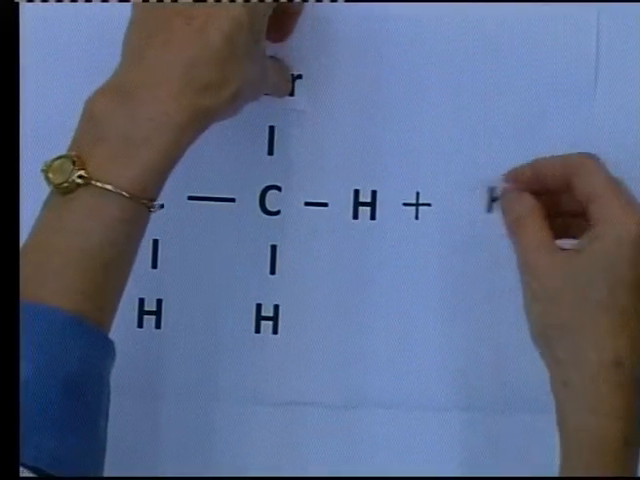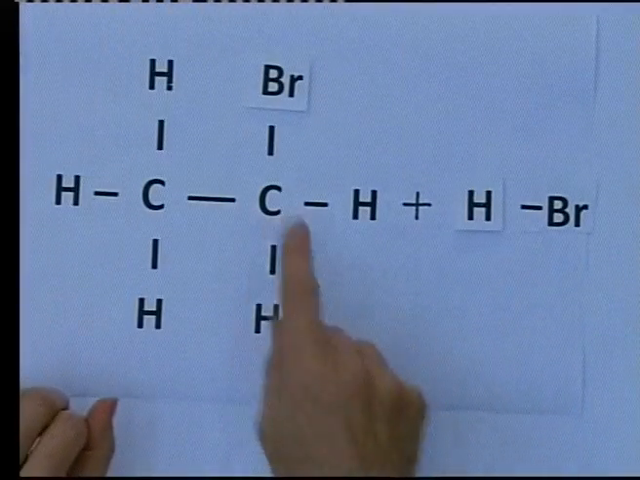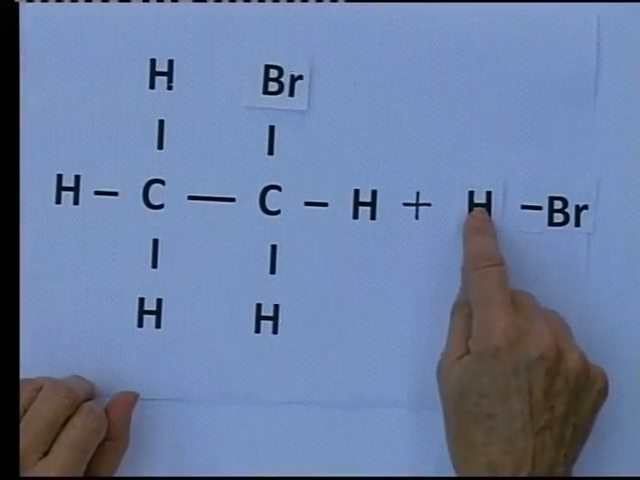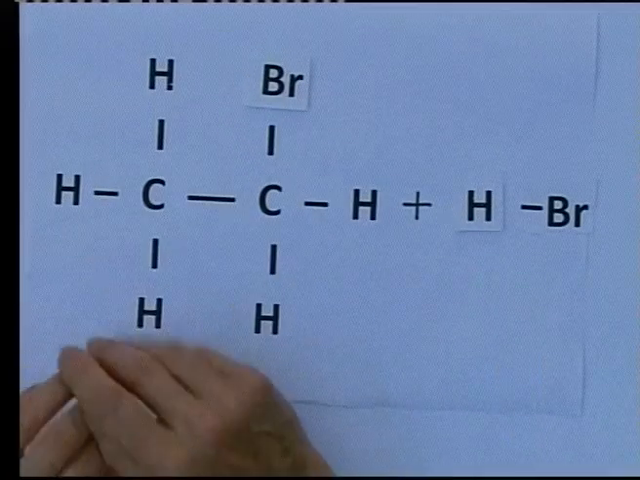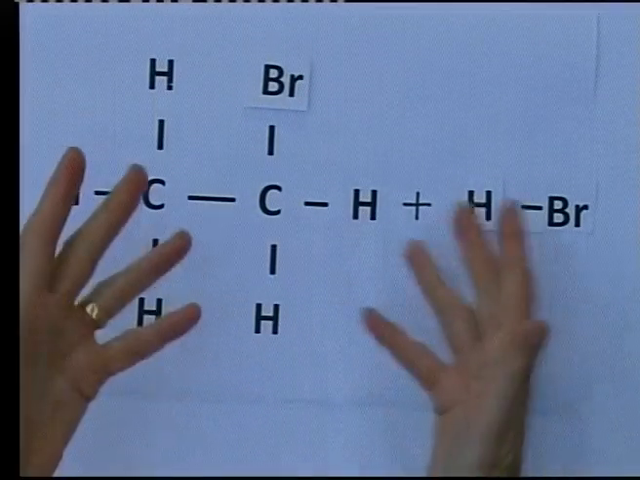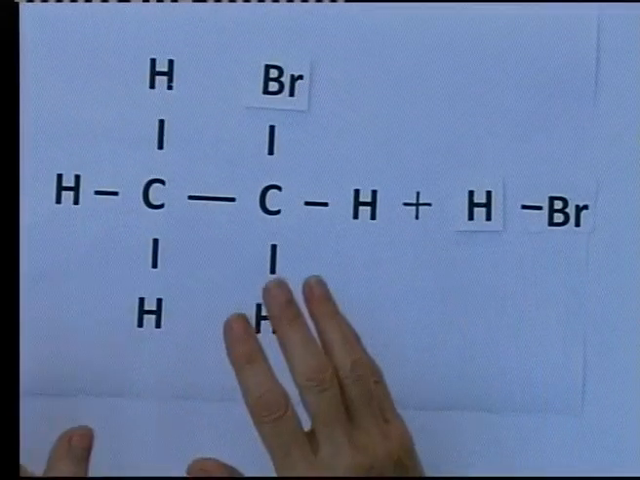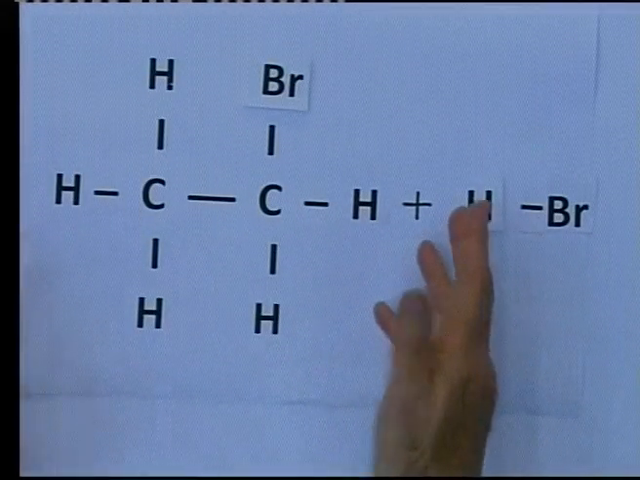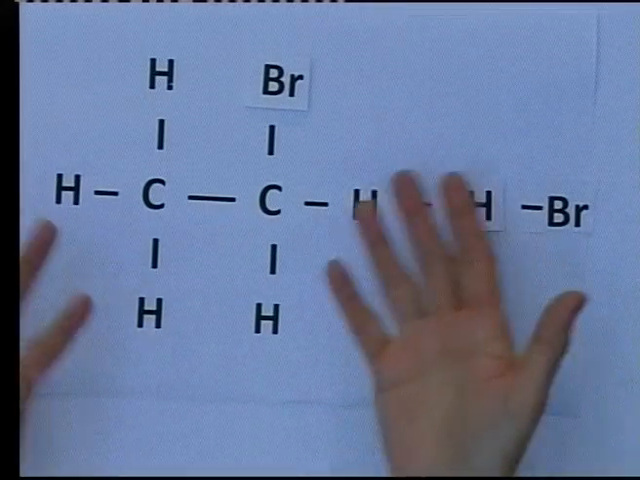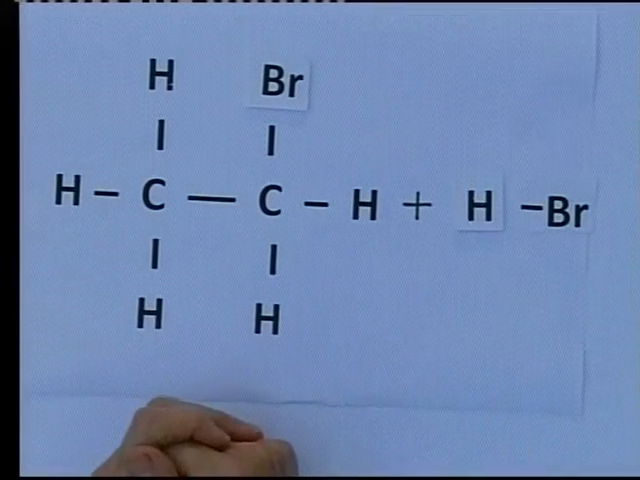So in other words, the hydrogen is substituted by a bromine, and the bromine is substituted by a hydrogen. So what do we call this reaction? It is a substitution reaction. But please note, it could have been any one of those H's. I just picked that one because that's what happens to be.